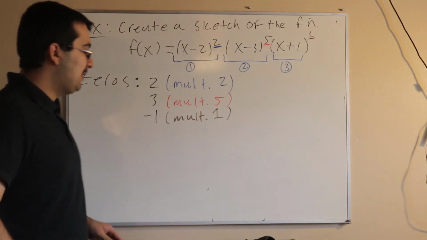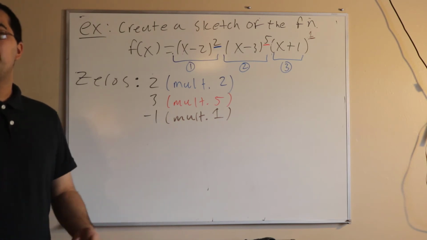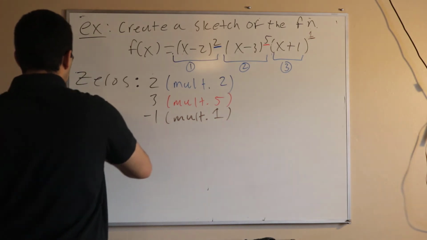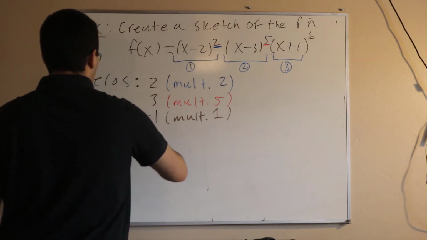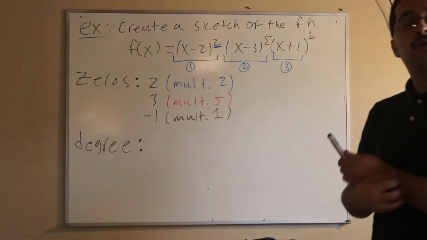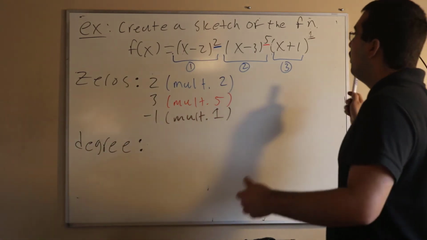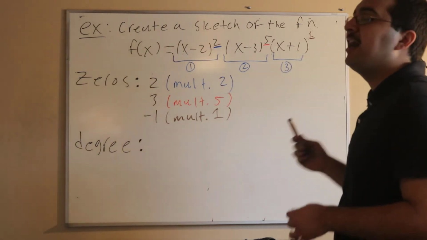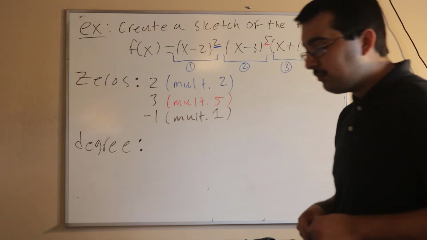So the next piece of information we're probably wanting to know, or we're actually going to need to know, is the degree. What is the degree of my function? Now, to get the degree, right, the degree would be the highest power of my function. In other words, when I multiply all these things together, what is the highest power that's produced? That would be the degree of my function.